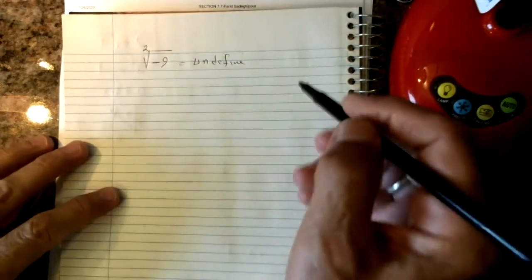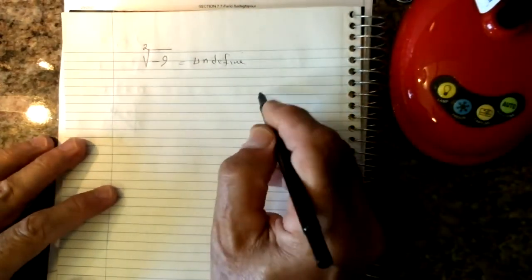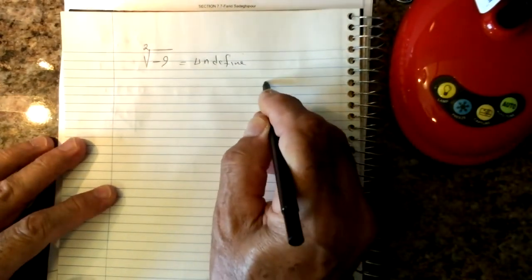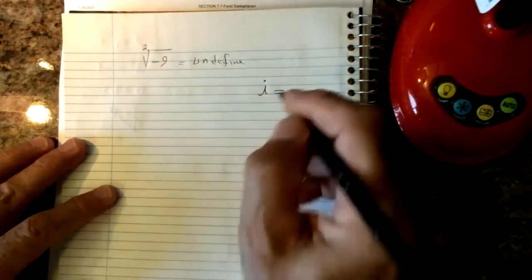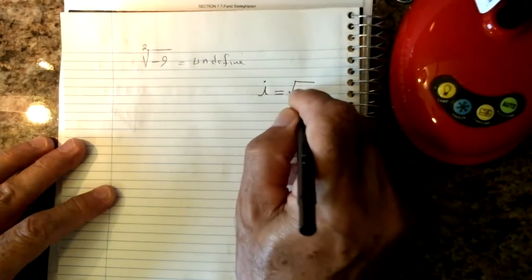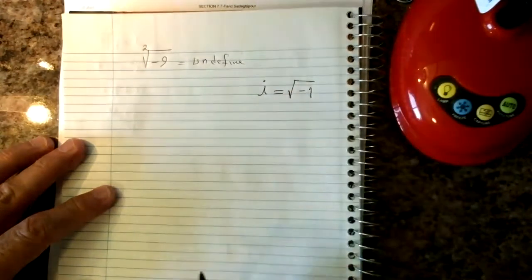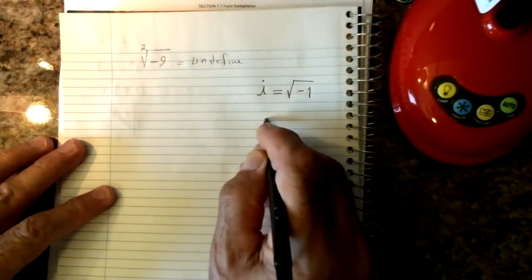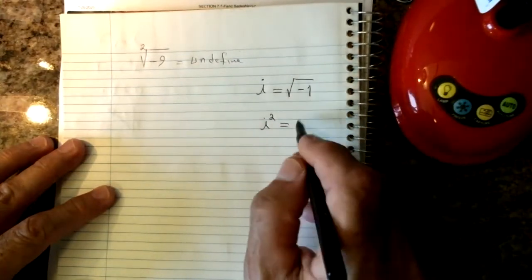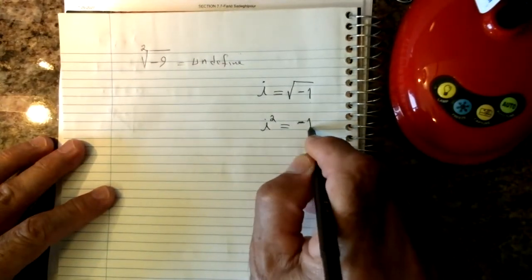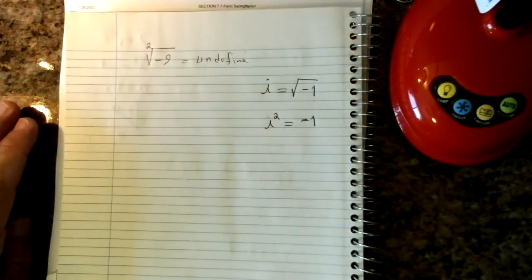We are introducing a new term, i, which is a complex number, equal to radical -1. So i to the power of 2: when you raise the radical to the power of 2, it removes the radical, so that is i squared equals -1.